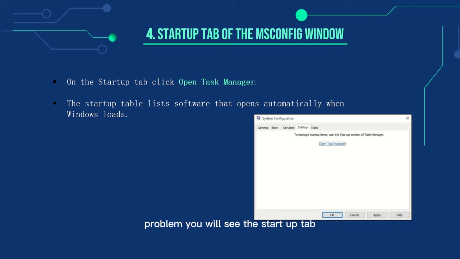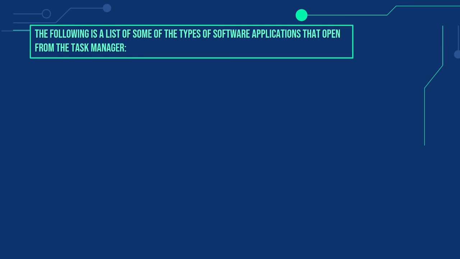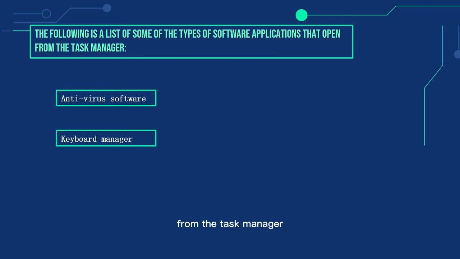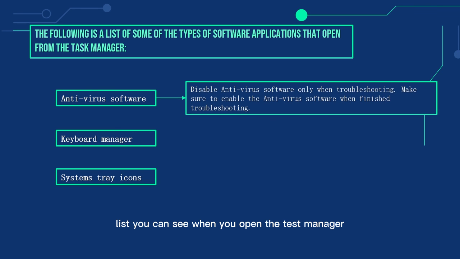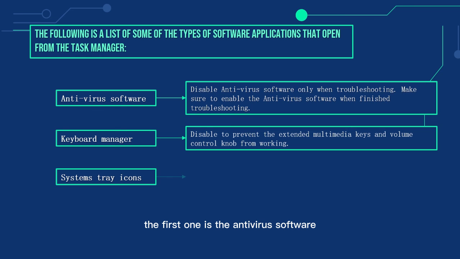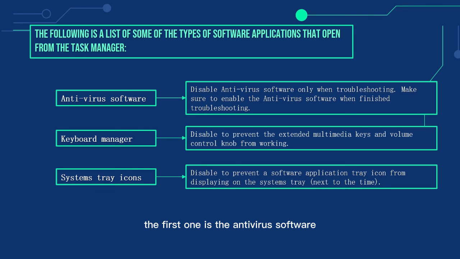You will see the Startup tab. Open the Task Manager first. Then click OK. So these are the following list of some of the types of software applications that open from the Task Manager. These are the list you can see when you open the Task Manager. The first one is the antivirus software. The second one is the keyboard manager. And the last one is system tray icons. So let us define this one by one.